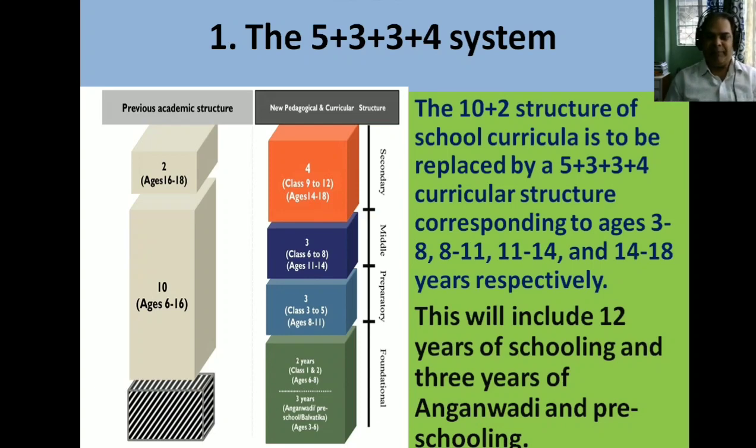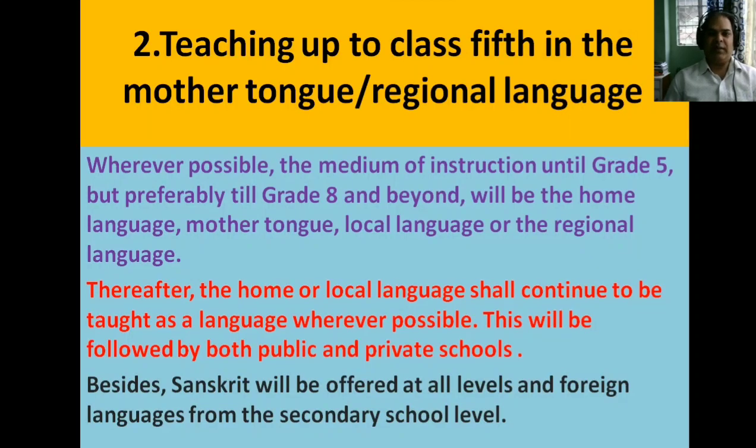Accordingly, this will include 12 years of schooling and 3 years of Anganwadi and preschooling, that means a total of 15 years. So this is the new format. Before it was 12 years, now it is 15 years, which is broken into the 5+3+3+4 format.